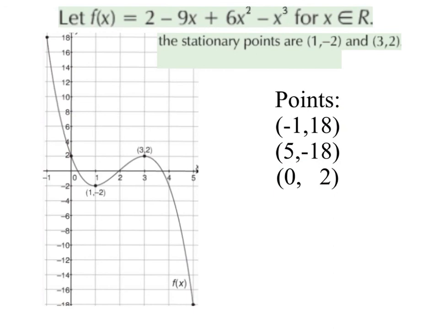And then I also have my maximum and minimum points, my stationary points. So I've got 1, minus 2, so I go to 1 on my x-axis, minus 2 on my y-axis. So that's going to be my minimum point. And I also had 3, 2, so I go to 3 on my x-axis, 2 on my y-axis, and plot that point. That's my maximum point. And then I can join them together in a curve. And there I have the graph of 2 minus 9x plus 6x squared minus x cubed.